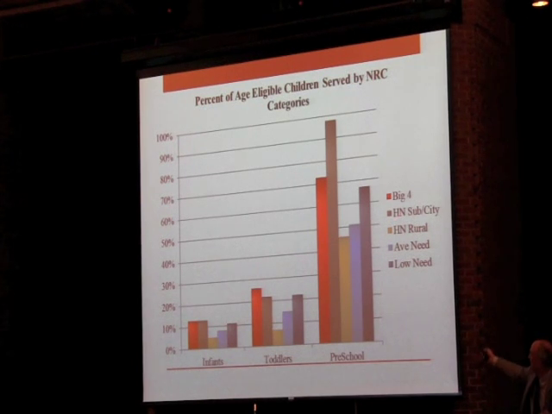Infants in the Big Four, we have about 13% of infants served in the Big Four. Not much, 13%. The high-need rurals, about 5 or 6%. Okay, so the slots available for an infant age kid, 0 to 18 months, much lower here. Toddlers, the gap grows even farther.